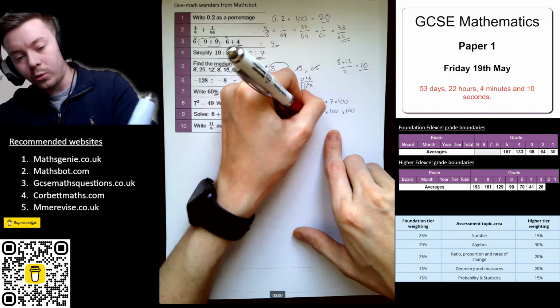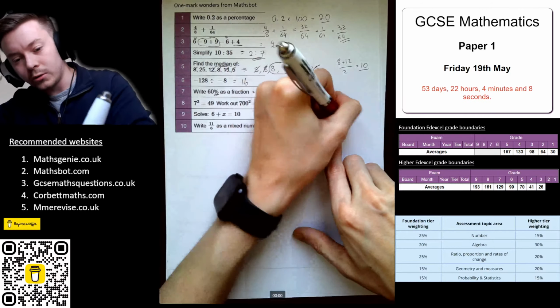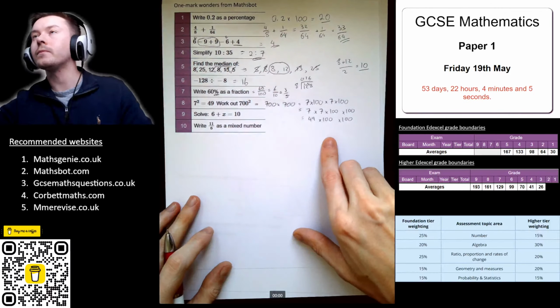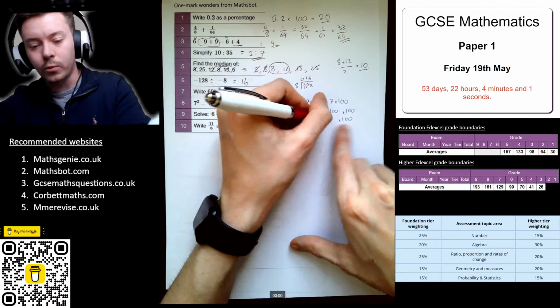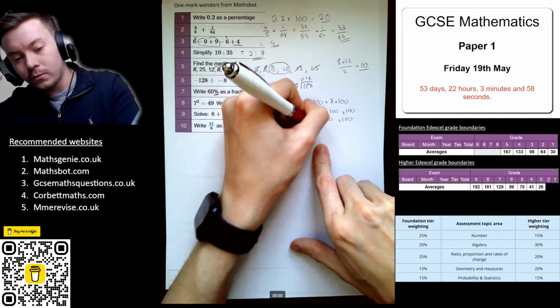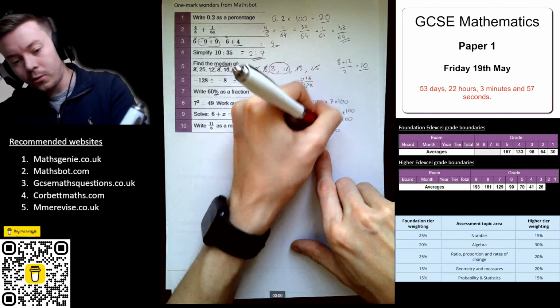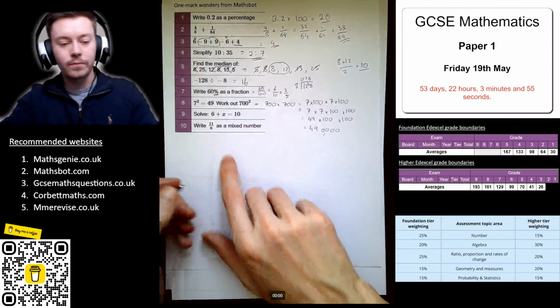So that will give me 49 times 100 times 100, which is going to be basically 49 with 4 zeros after it. 1, 2, 3, 4, 490,000.